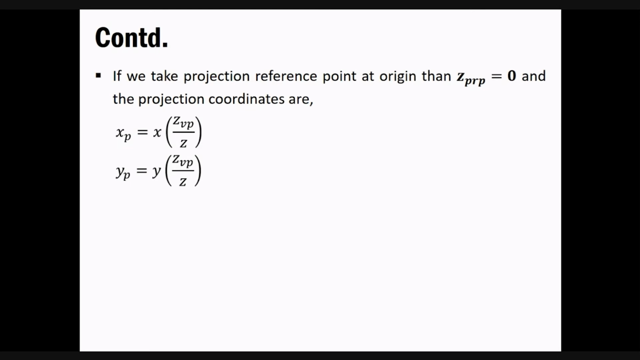And if we take the projection reference point at the origin, then ZPRP will be equal to 0, and the projection coordinates will be given as over here. If we give ZPRP the value 0, you'd get the value given here: XP equal to X into ZVP upon Z. Similar thing is to be done for YP, so YP equal to Y into ZVP upon Z. A similar concept is followed if it is at the origin.